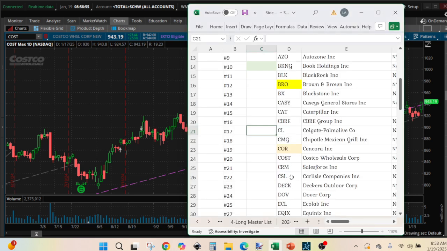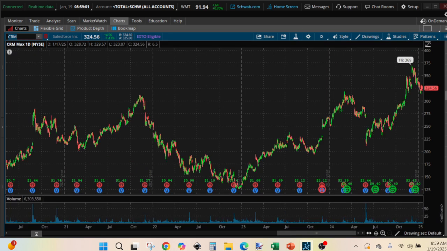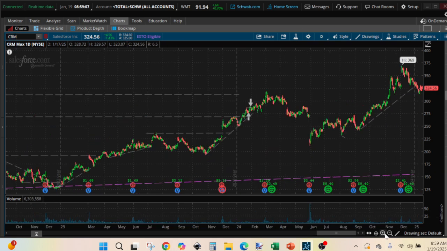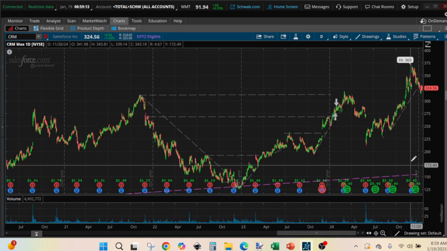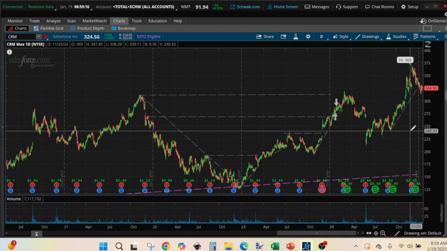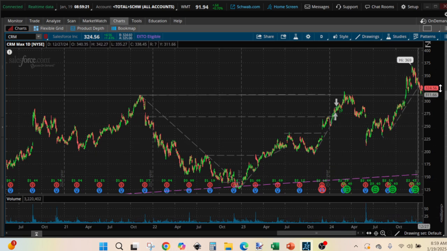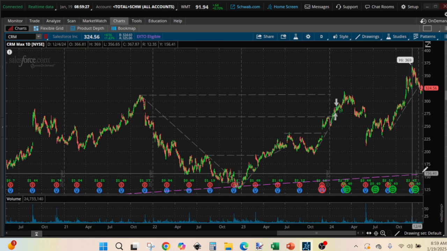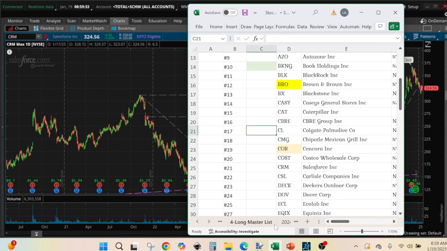The next one is CRM. CRM, this trend line ended, but it's still around it. We like to buy at this trend line, and right now it is far from it, it's still going up. This is in the 300 range, but the trend line we like to buy is around the 150 range, so almost double the price.